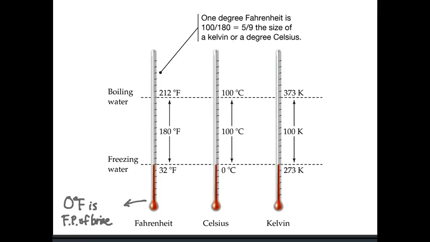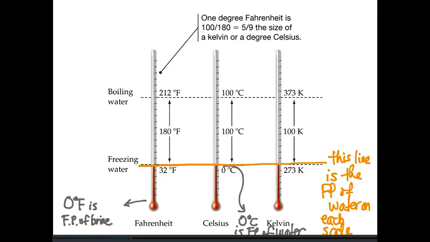So I think that's what I wrote here. 0 degrees Fahrenheit is the freezing point of brine. And of course, 0 degrees on the Celsius scale is the freezing point of water. That's what the Celsius scale is based on. And of course, the lower dashed line is the freezing point of water for each scale. And then this green line that I'm drawing here is the boiling point of water on each scale. That's so that we can compare them easily.